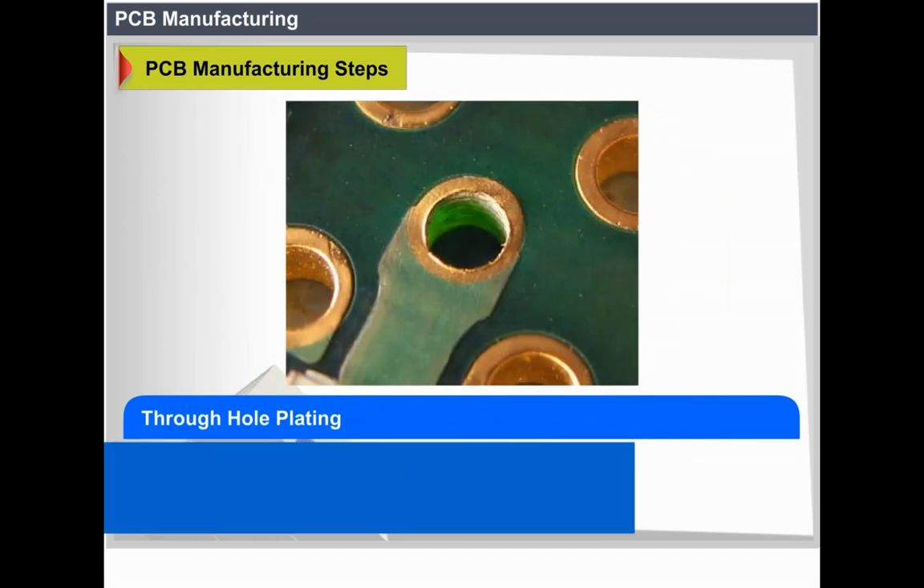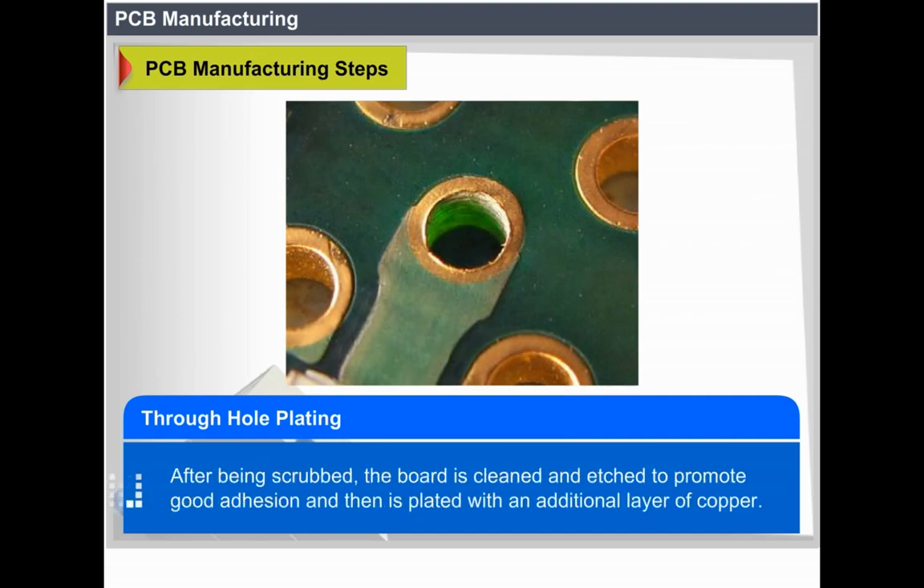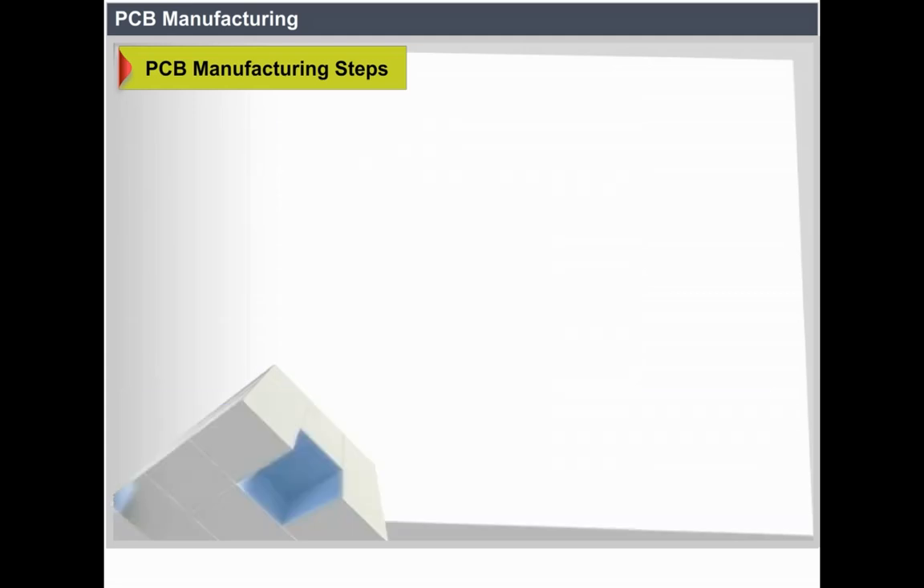Through-hole plating. Following drilling, the board is scrubbed to remove fine copper particles left by the drill. After being scrubbed, the board is cleaned and etched to promote good adhesion and then is plated with an additional layer of copper. Since the holes are not conductive, electroless copper plating is employed to provide a thin continuous conductive layer over the surface of the board and through the holes.